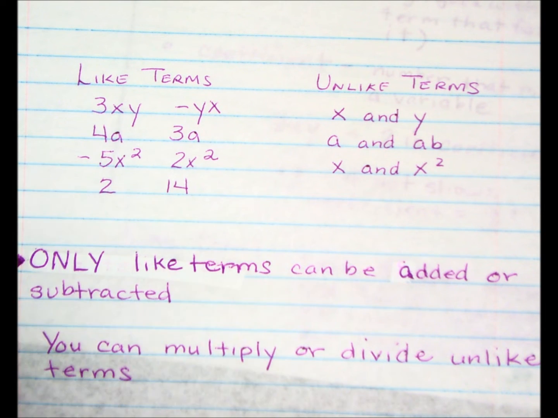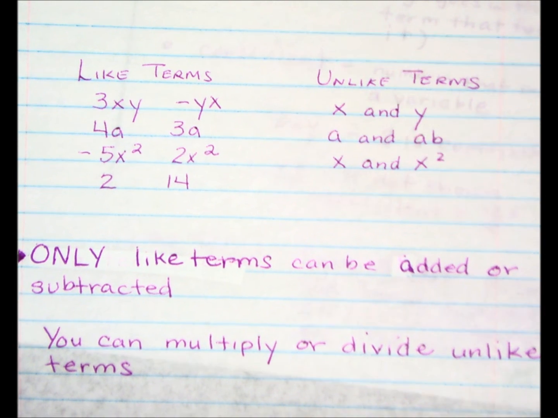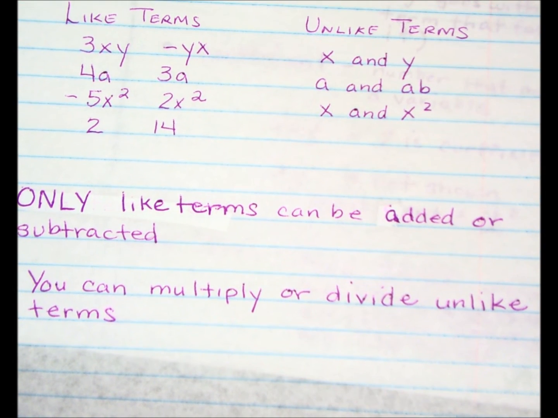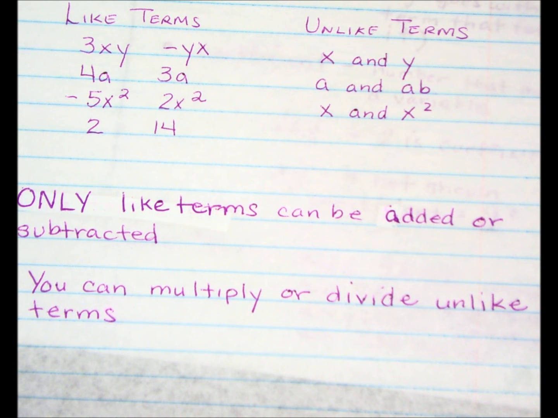Only like terms can be added or subtracted. And that's why it's really important for you to know the difference, because only like terms can be added or subtracted. You can multiply or divide unlike terms, but you cannot add or subtract unlike terms. Really important thing to remember.